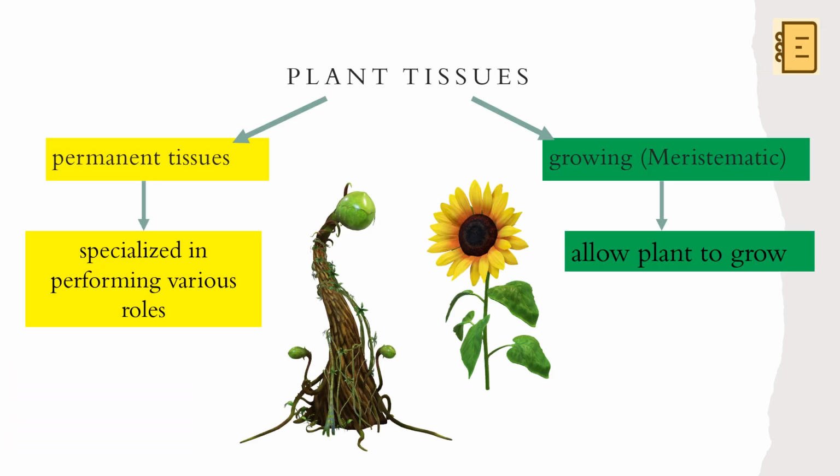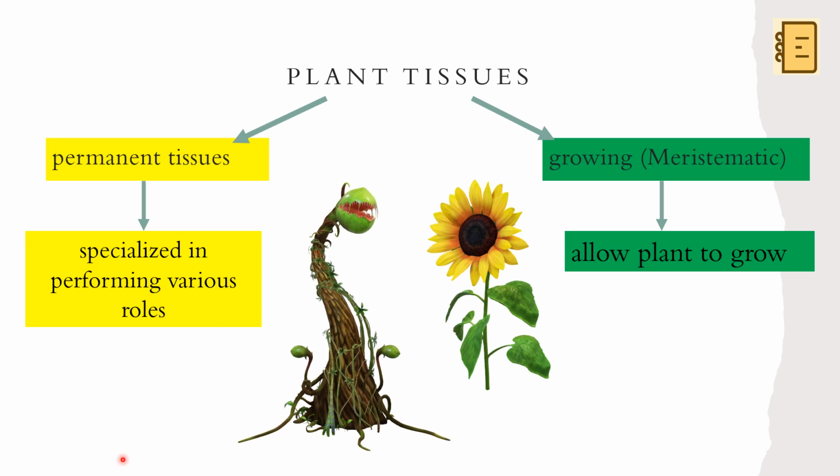Okay, now plant tissues. Plant tissues are a little bit different from human and animal tissues, but some of the roles are similar to those in humans and animals. So they have something that is called permanent tissue. Permanent tissue is basically specialized in performing different kinds of functions. We will mention that a little bit later. And you have something that is called growing tissue. Like the name says, it means that it will allow the plant to grow. So this is the main classification of plant tissues, and then inside each of these you can go into more detail.